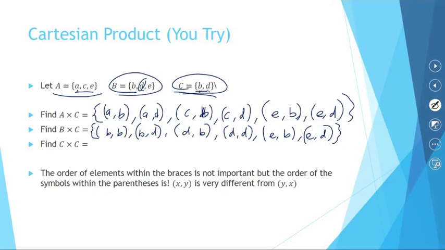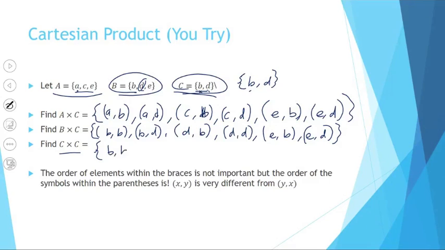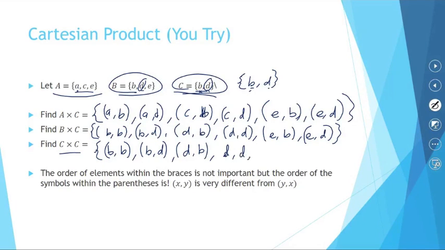Now, if you have the Cartesian product of the same set twice, so just imagine if it helps you to write this out a second time. Then you're going to pair B with B. You'll pair B with D. Then you'll pair D with B. And then D with D. So it's weird, but I think you get the idea.